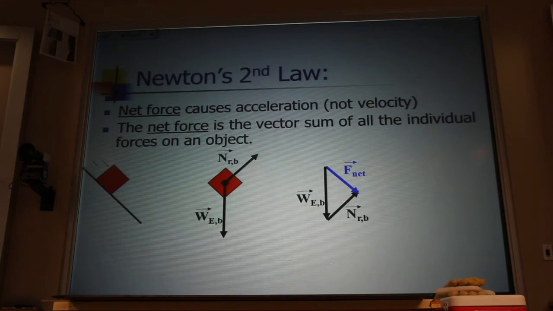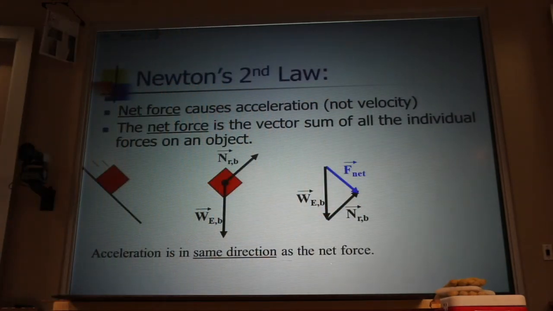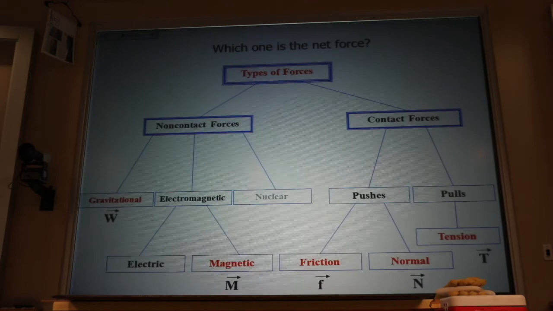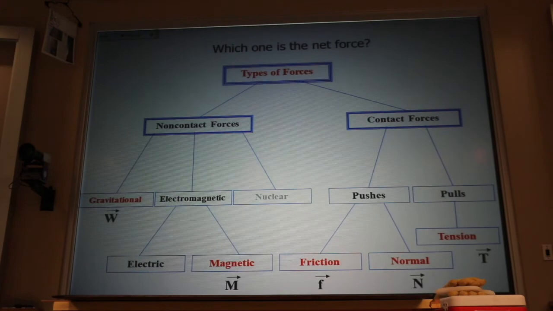Now the acceleration of the block is caused by that net force, and that means the acceleration has to be in the same direction as the net force. And we know in this case that direction is down the ramp. We've known that since the first tutorial. Now here's something very important. If I look at that table of forces, I don't see the net force on there. And that's because the net force is not a real force. It's a mathematical construct. It's the vector sum of all the real forces.